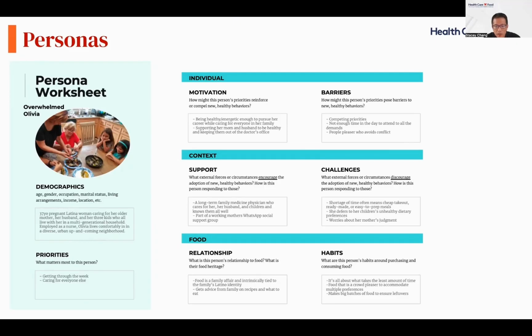Her challenges actually manifest in a lot of interesting behavior. When she runs out of time, she throws up her hands and resorts to things like cheap takeout or ready-made or easy-to-prep meals, which are not always healthy. Her children are subject to social pressure as well, and so she often defers to their unhealthy food preferences. And she's also worried about her mother's judgment.